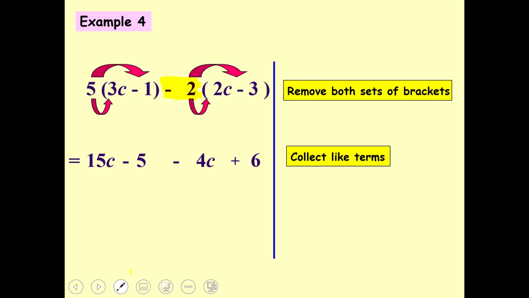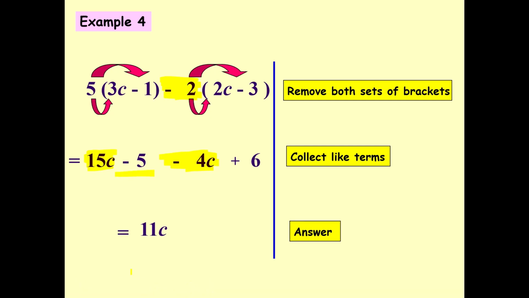Okay, we're almost done. Collect terms again, and be really careful with all your negatives that are going on here. So we've got 15c, subtract 4c, give you 11c, and then we've got negative 5 plus 6 to give you plus 1. And that's your final answer. 11c plus 1.